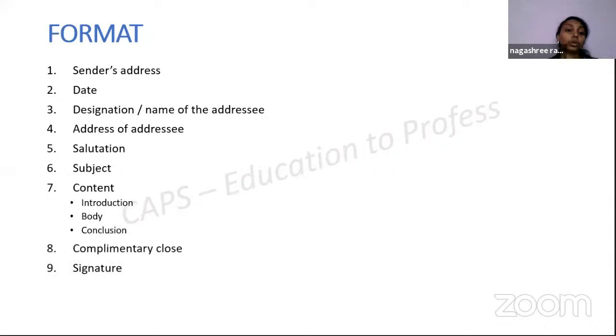Right? So if you look at the slides which I've shared with you, most of them only have the content, wherein it directly starts with whatever is being asked. But do not have that in mind whenever you're answering in the examination. This has to follow from the sender's address, followed by date, designation, and all these things.